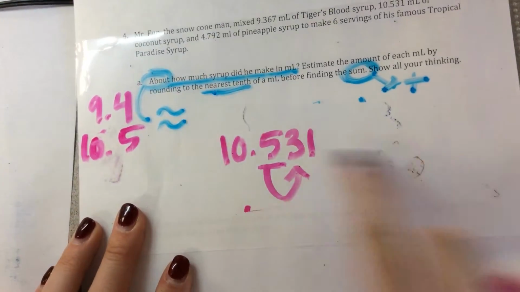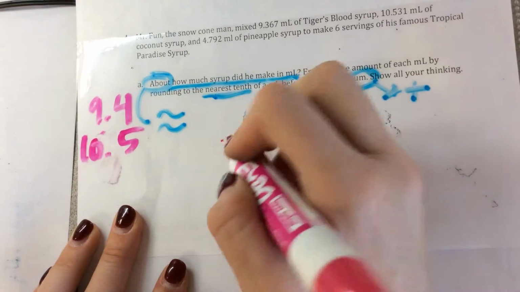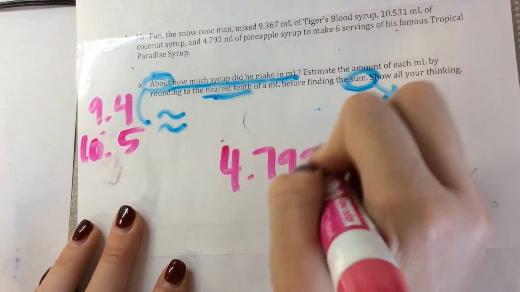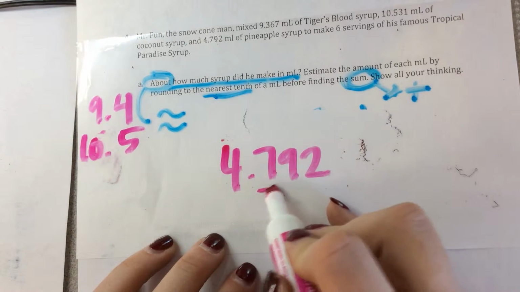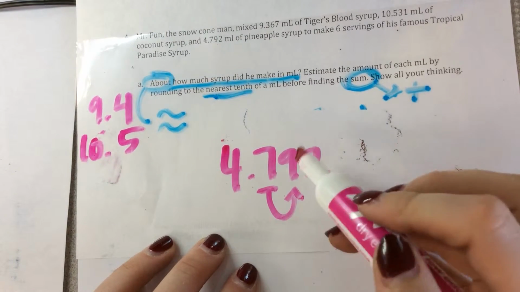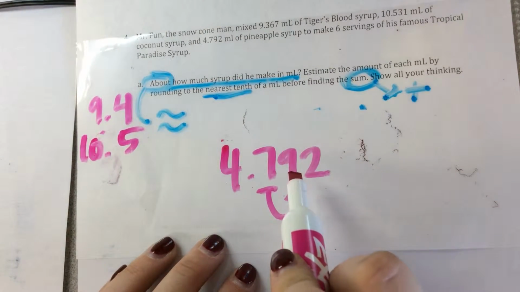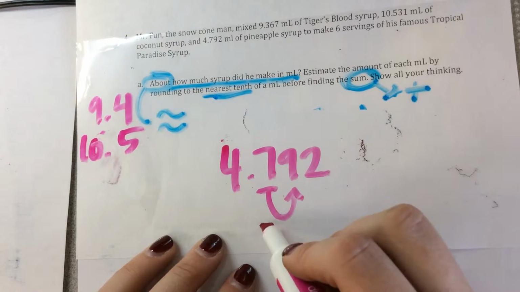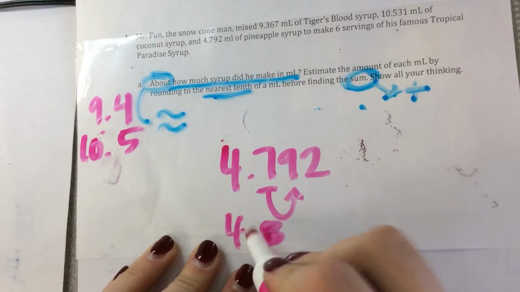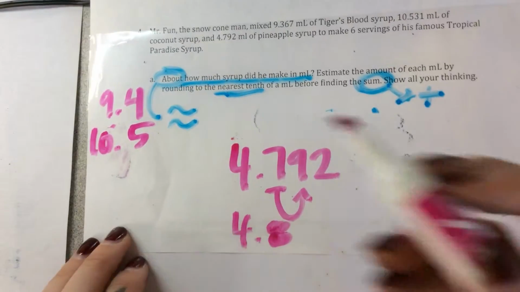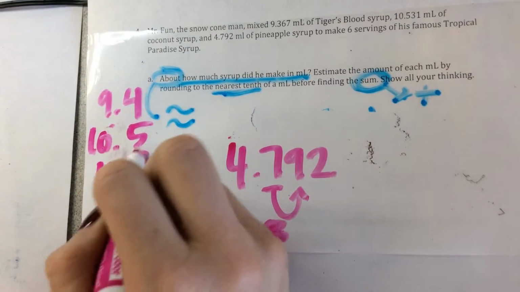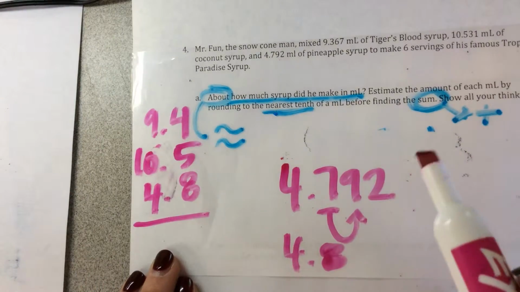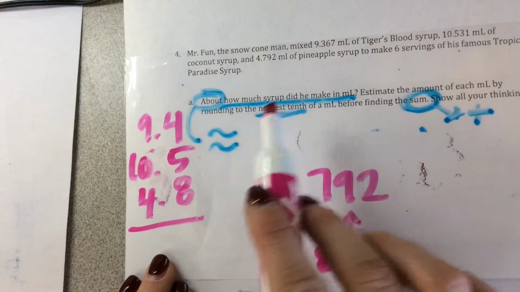And let's do our last one, which is pineapple. He had 4 and 792 thousandths milliliters. So underline your tenths, draw an arrow next door. Look at the 9. It is above 5, which means we're going to raise the score. Turn this 7 into an 8. So it'll be 4.8. And you don't need those zeros unless you want to put them there. 4.8. All right, now we need to know how much syrup did he make, just total.